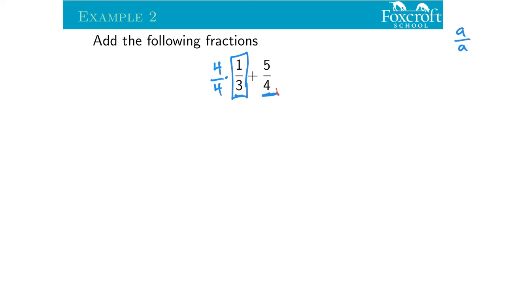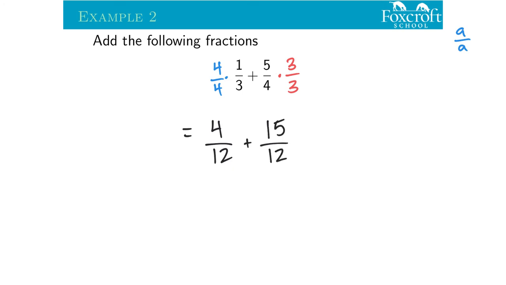This one's a 4, and we need to have a 3, so we're going to take the right-hand fraction and multiply it by 3 over 3. It'll look something like this, and you're writing it as a problem. Then we multiply fractions by going straight across. So 4 times 1 is 4. 4 times 3 is 12. 5 times 3 is 15. 4 times 3 is 12.